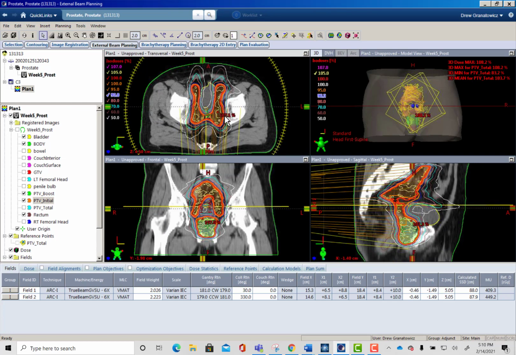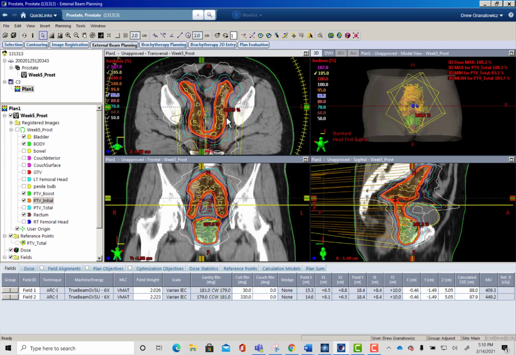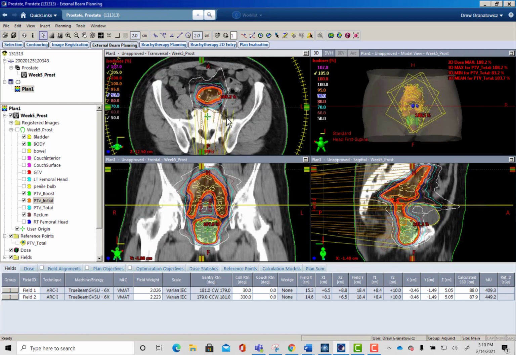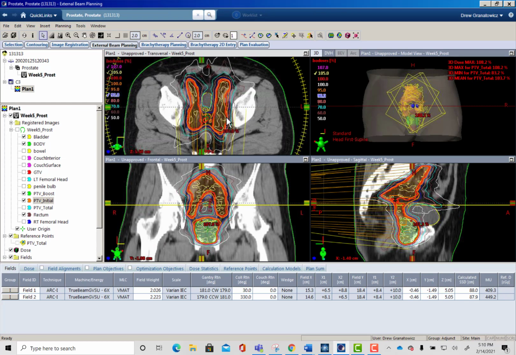So this is pretty typical looking, you know, initial prostate plan. There's no real constraints that you're trying to meet for only the initial. All the constraints that you see given are for the planned sum, so including the boost. So I'm going to give you some constraints to meet for this week, for this initial plan, just to make sure your plan's, you know, looking okay.